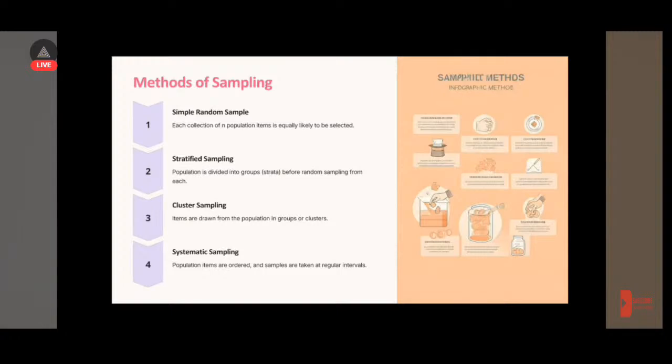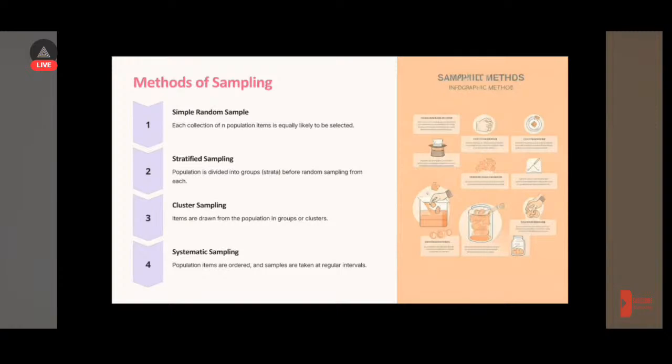Stratified sampling looks similar to cluster sampling, but we have some differences. In cluster sampling, the items are drawn from the population in groups or in clusters too. Okay, the items are drawn in groups or in clusters. And lastly, we have systematic sampling. In systematic sampling, the population items are ordered and samples are taken at regular intervals.